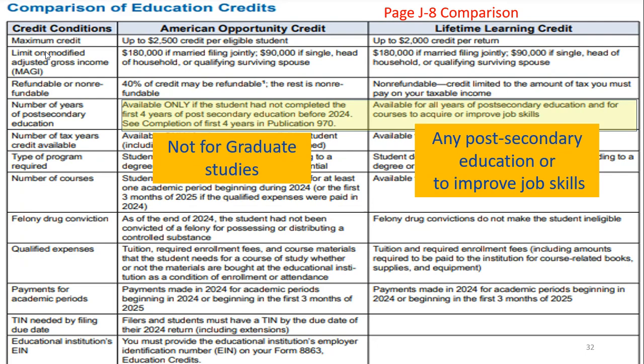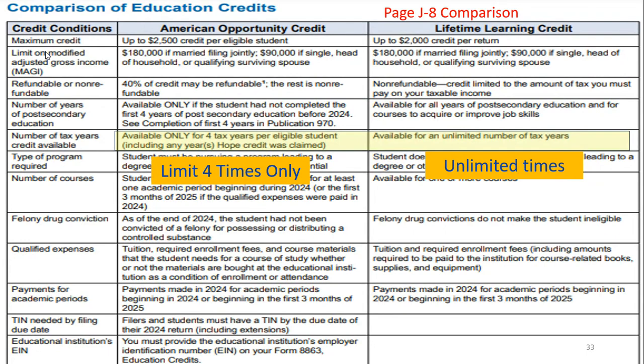American Opportunity is not for graduate studies. Lifetime Learning credit could be for graduate studies or just to improve your job skills. So American Opportunity is your associate's and your bachelor's degree, but not master's and not doctorate. American Opportunity can also be for a certificate. You're working towards a certificate or a degree.